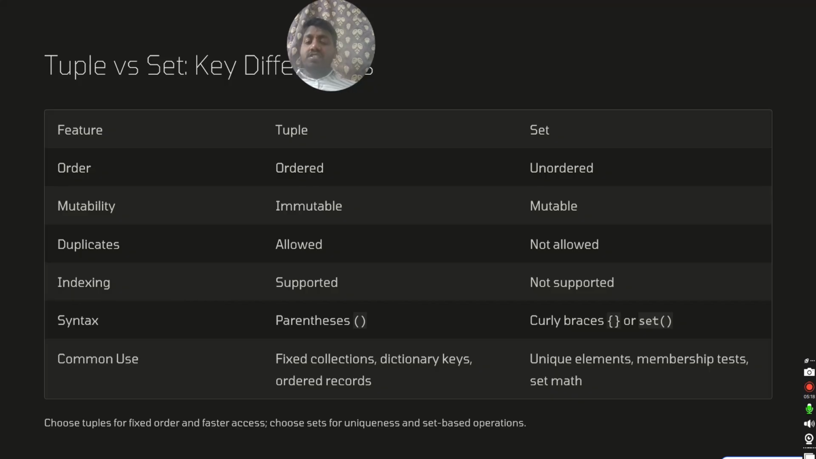We use parentheses to create tuples, and we use curly braces or the set function to create sets. We use tuples for fixed collections, dictionary keys, and ordered records. We use sets for unique elements, membership tests, and set maths. So choose tuples for fixed order and faster access. Choose sets for uniqueness and set-based operations.